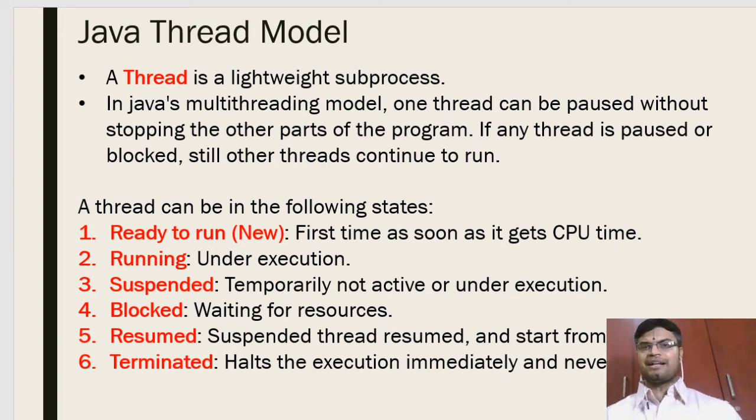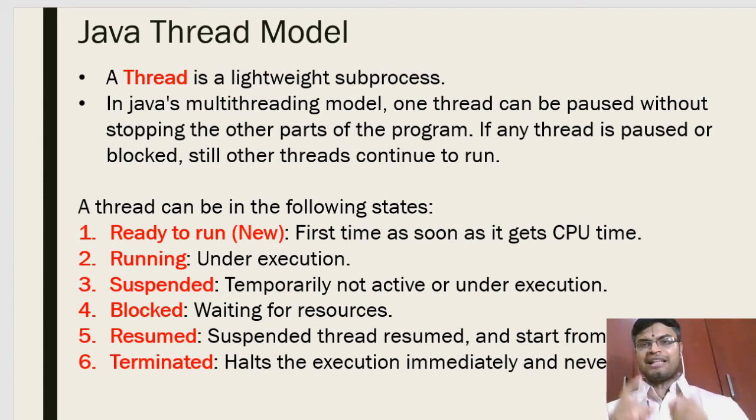In Java's multi-threading model, one thread can be paused without stopping the other parts of the program. Now this is a very important thing. A particular thread can be paused, and the other threads can still continue to execute. That is possible only with multi-threading technology. If any thread is paused or blocked, the other threads can still continue to run.